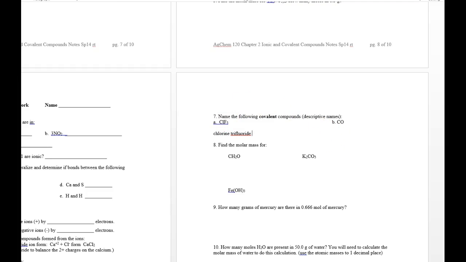And then what happens with B? We got carbon, right? What do I do with oxygen? Monoxide, right? Because it's the second one. Okay, so that's pretty easy. But I'd never put the mono in front of the first element there.